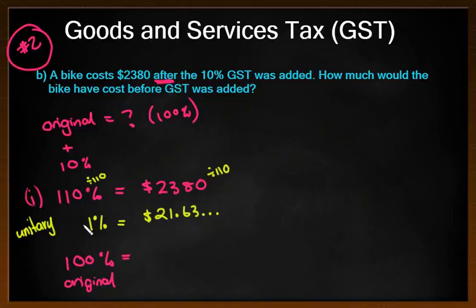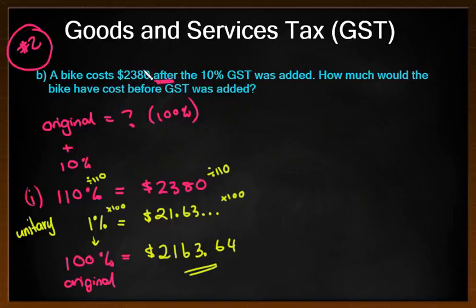So how do we now change 1% into 100%? Well, I got one of them. I want 100 of them. We simply times it by 100. So I'm simply now going to times the calculator by 100. I'm going to leave the answer in, and now I can round to get my final answer of $2,163.64.